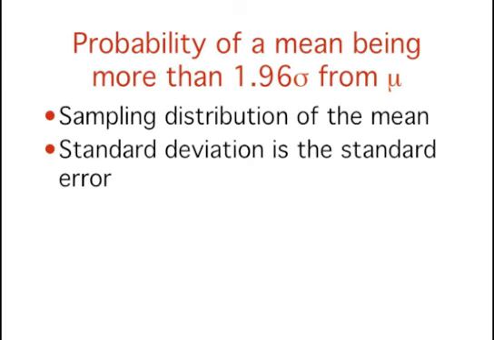We are often interested in means rather than single values. Calculations about means are based on the sampling distribution of the mean. Recall that the standard deviation of the sampling distribution of the mean is called the standard error of the mean. Therefore, the probability that a sample mean is more than 1.96 standard errors from the population mean is 0.05.